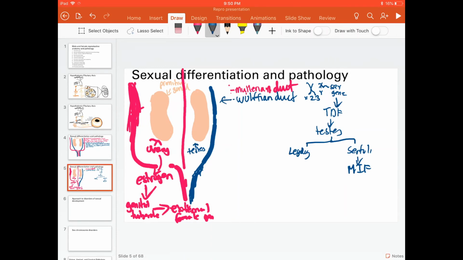Now, Leydig cells, do you remember what Leydig cells make? Leydig cells make testosterone. Testosterone is going to act on the Wolffian duct. It's going to stimulate development of the male internal genitalia. That would be, again, the epididymis, the vas deferens, the ejaculatory duct.